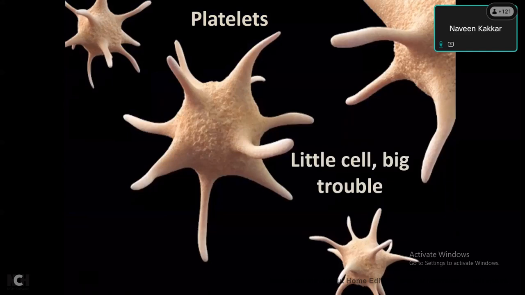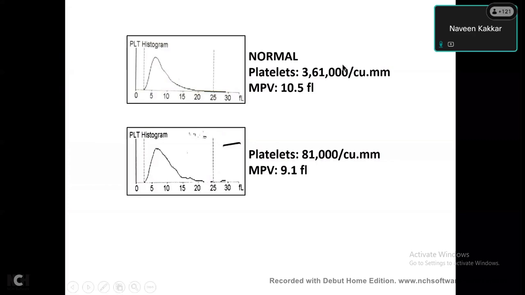Just 2-3 slides on platelets. So it's a little cell but gives big trouble everywhere. You have a 3-part, 5-part, does not matter. Platelets can trouble you everywhere. So just 2-3 slides to share some things.